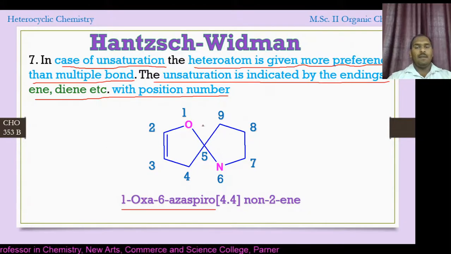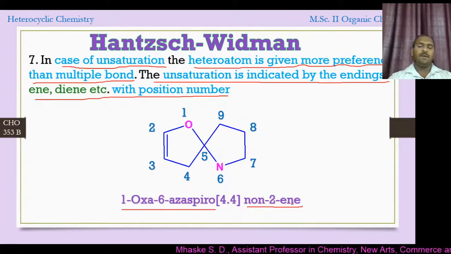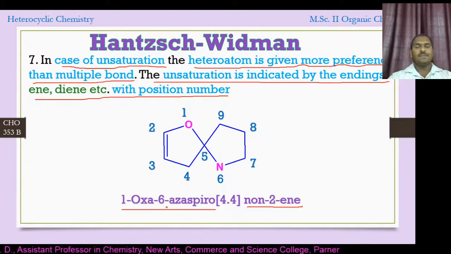In total there are 9 atoms, therefore nonane is the parent, and as there is a double bond, nonane is converted into nonene. Now here we have to mention the position of the double bond, so non-2-ene will be the name for this compound. So the IUPAC name of this compound is 1-oxa-6-azaspiro[4.4]non-2-ene. That will be the name because there is a double bond at the second position.